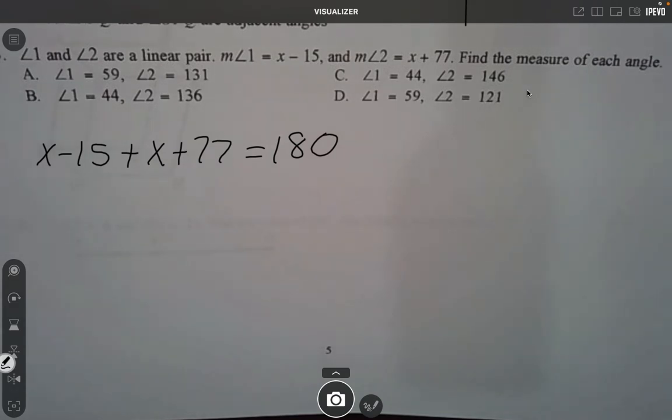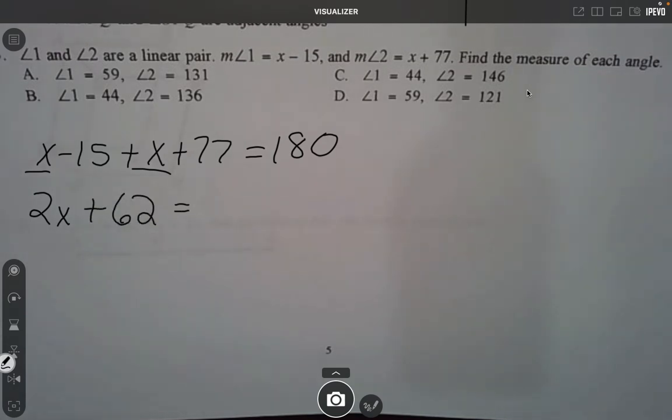Now, we combine like terms. Y'all be quiet. X plus x, some of y'all are getting mixed up. You do exactly what it says when they're on the same side. So, what is 1x plus another x? 2x. Plus 77 and a negative 15, or negative 15 plus 77, whatever you want to think. Make sure you do exactly what it says. And what did you get?